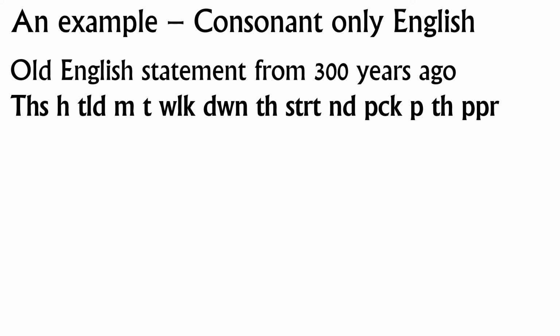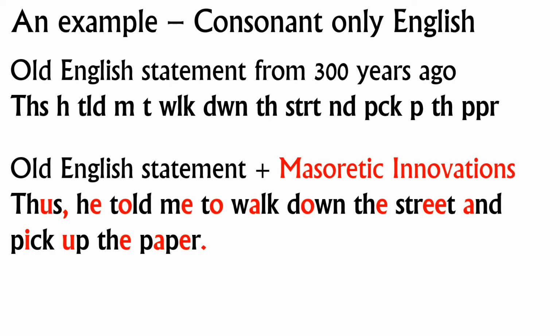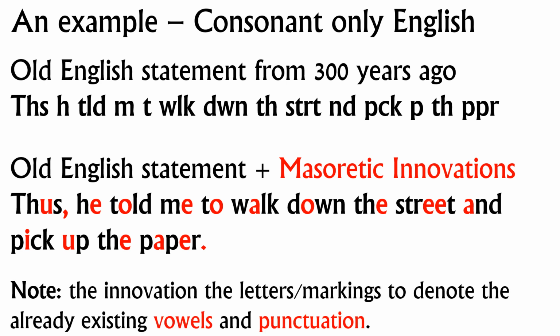And basically what it means is that if we were to apply the Masoretic idea to what we've mentioned earlier, the Masoretic innovation here would be that they added vowel letters, or you could say vowel markings, as well as punctuation marks, which is marked in red. So all the areas that were missing in the previous part, let's just say our example of 300 years ago, are added in for the modern reader who may not understand how English from 300 years ago would have worked. And again, this is not how English worked 300 years ago. This is just me giving an example. So essentially, again, the innovation is the letters or markings to denote an already existing vowel and punctuation system.